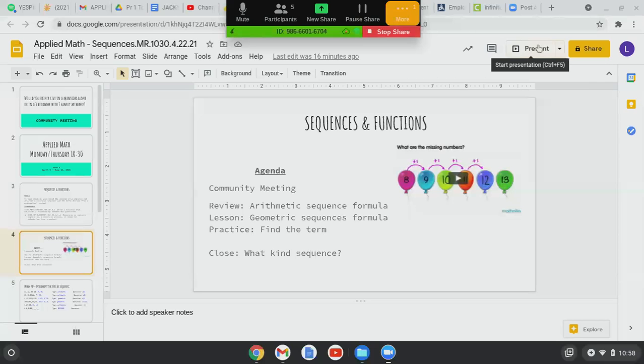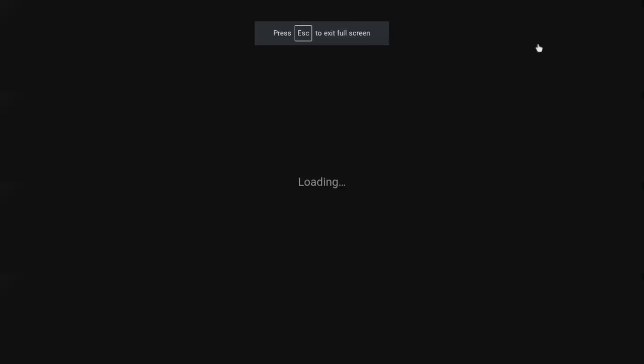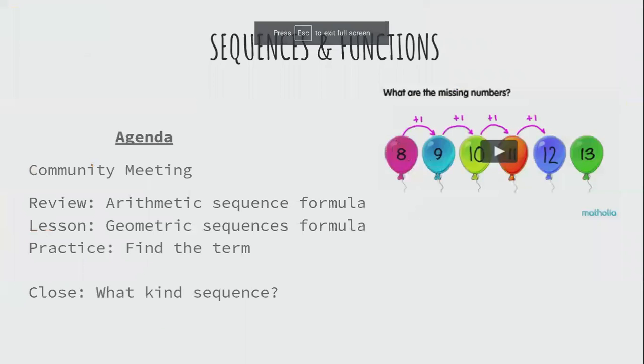Okay. So our agenda. We had our community meeting. We are going to review the arithmetic sequence formula, because that is where we left off on Monday. So we're going to start from there, because remember, we had a proposal on what the term we are looking for would be. Then we are going to talk about the geometric sequence formula, and then we're going to do a little bit of practice.